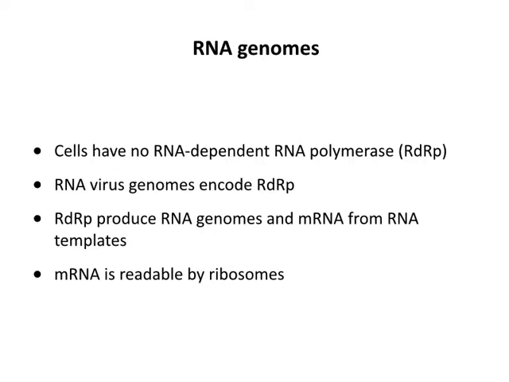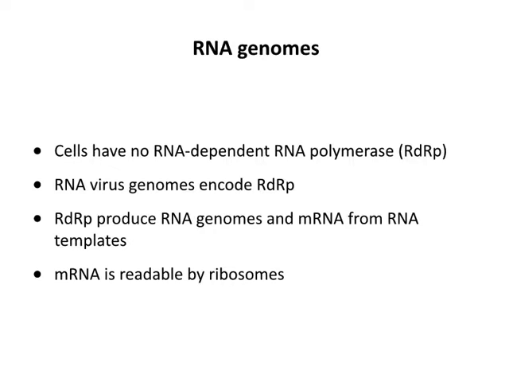Let's turn to RNA. Now here the thing you need to know is that cells don't have an RNA-dependent RNA polymerase. They have all kinds of other polymerases. They have DNA-dependent DNA, DNA-dependent RNA, but they do not have an enzyme that can copy viral RNA to make more of it. So that means every RNA virus genome has to encode an RNA-dependent RNA polymerase. So that's my abbreviation, RDRP, RNA-dependent RNA polymerase. And these polymerases produce mRNAs and genomes from viral RNA templates.